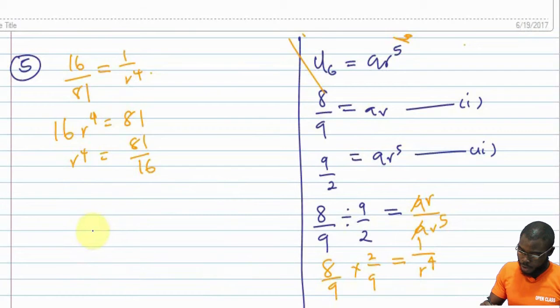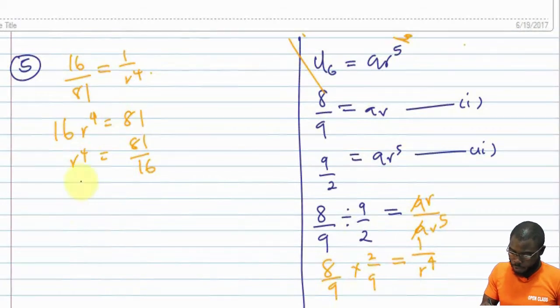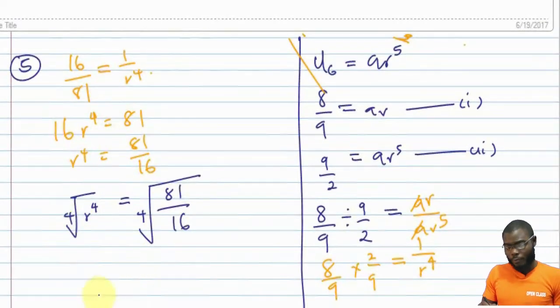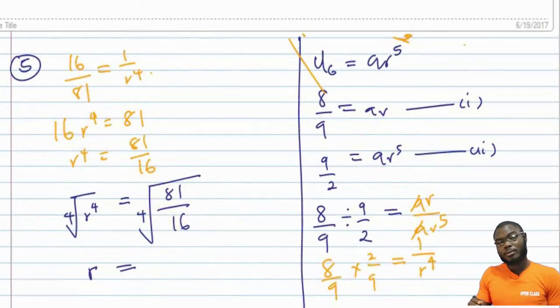So now you have your R. To find R, we'll find the fourth root of both sides. So you find the fourth root of R to the power of 4, which is the same thing as the fourth root of 81 over 16. Okay, so now the fourth root of this cancels. So we have R equals the fourth root of 81.